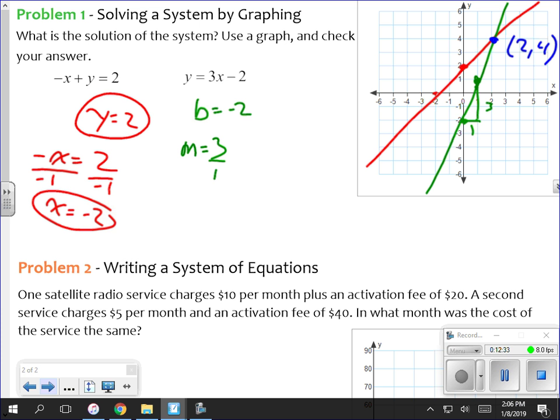The one place that works in both is the point (2, 4). When x is 2, y is 4. Put 2 in here: 2 times 3 is 6, minus 2 gives me 4. Put 2 and 4 in here: negative 2 plus 4 is 2. It's the one place that works in both of them.